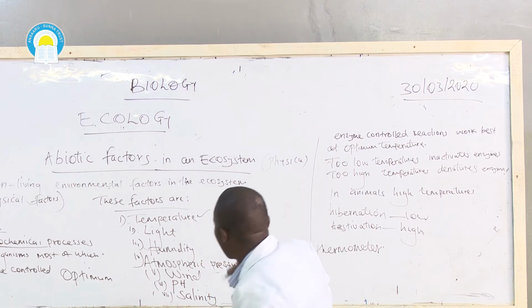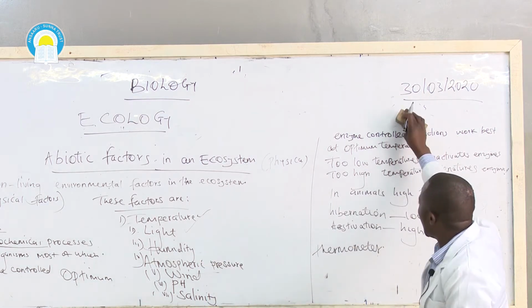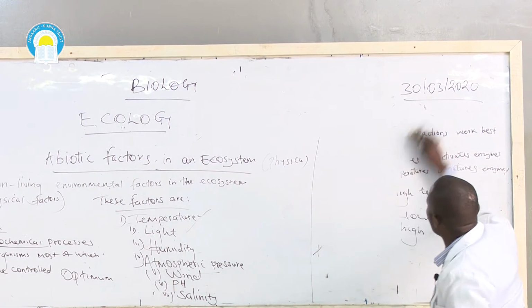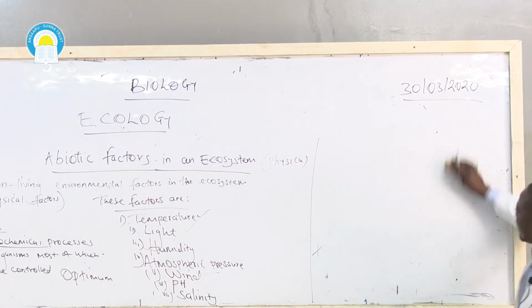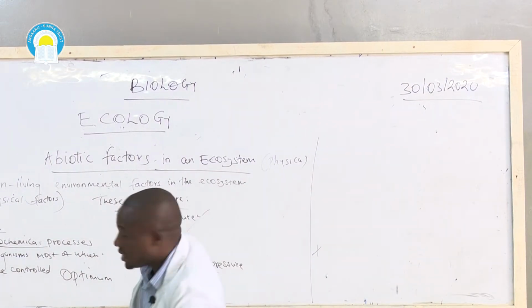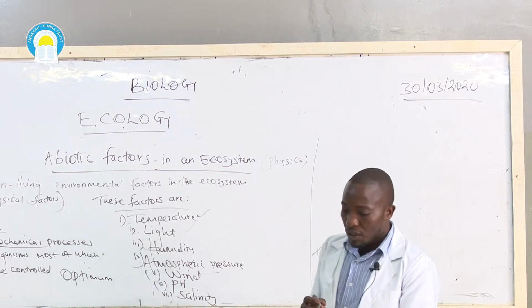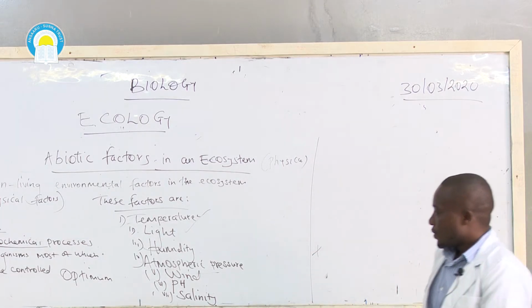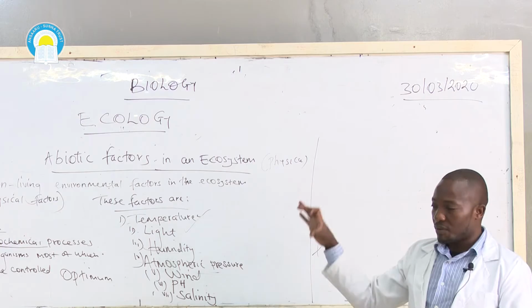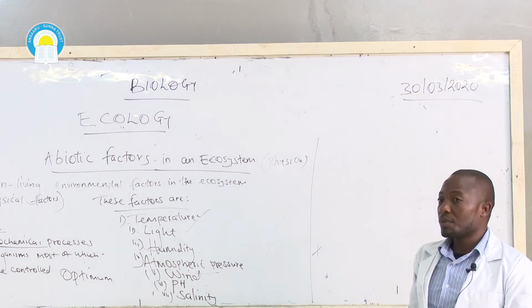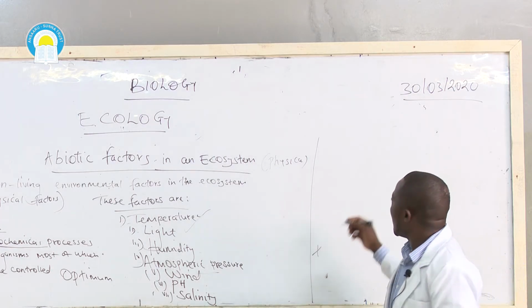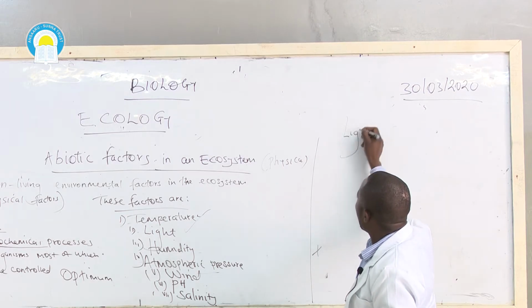That's all about temperature. Next, let's talk about light as another abiotic factor. Remember, when you are writing these abiotic factors, each abiotic factor should be in its own paragraph. So these are supposed to be 7 paragraphs, in case it's an essay question, which will give you a total of 20 marks. Let's talk about light.